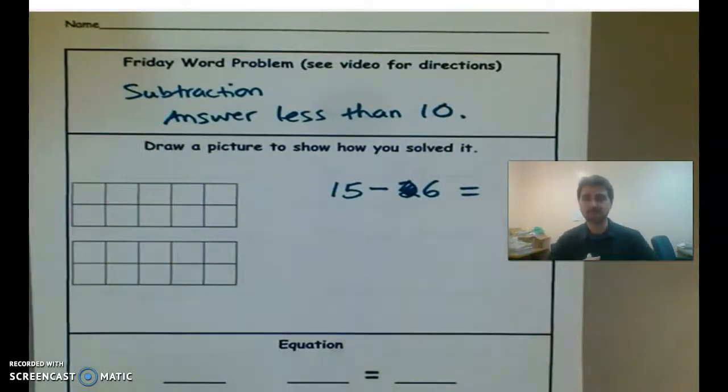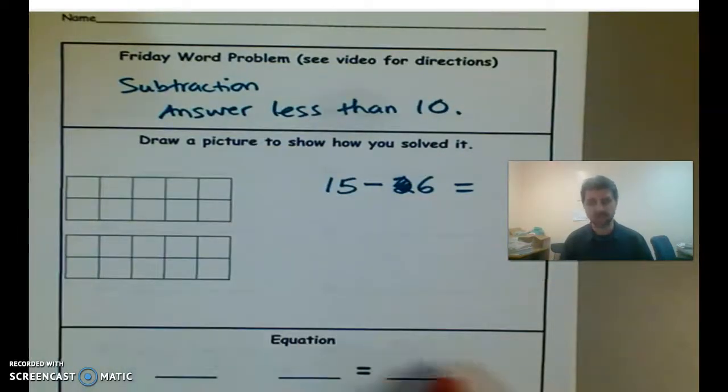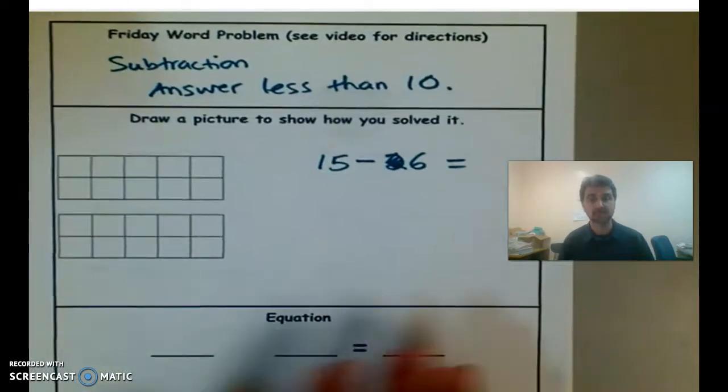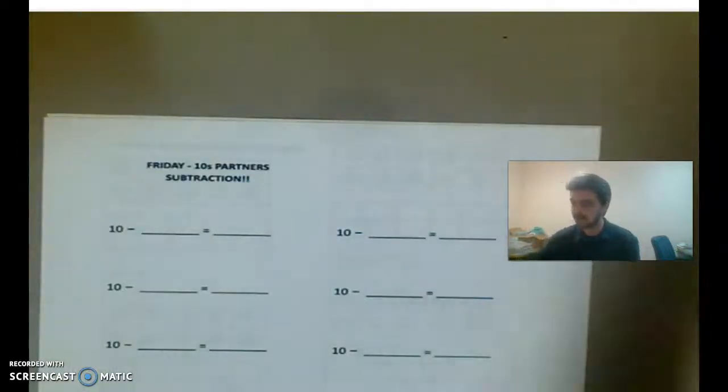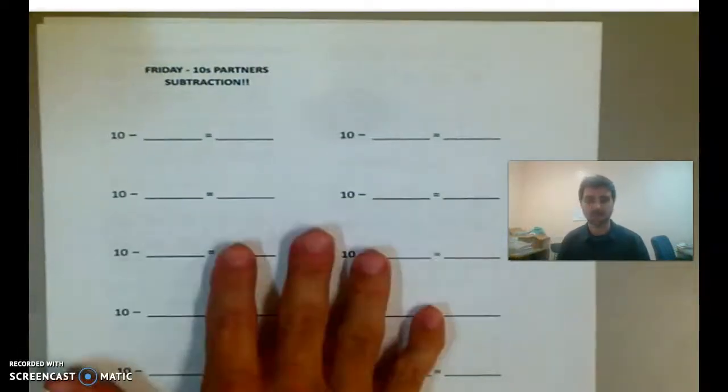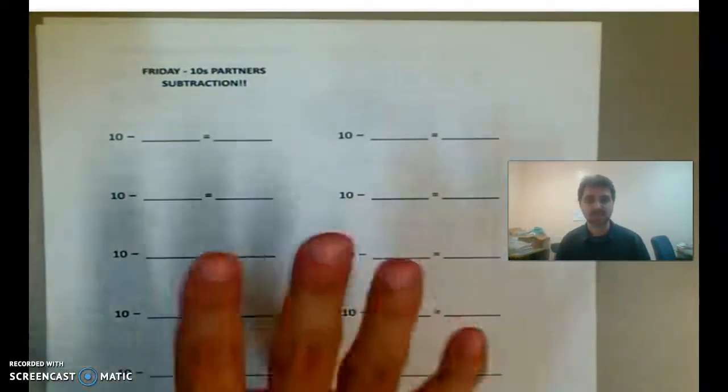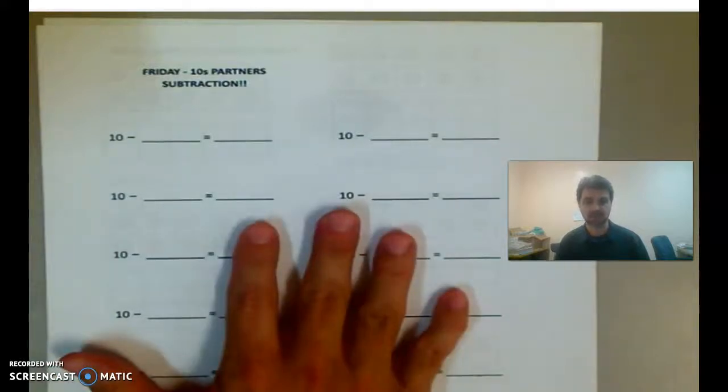All right, but make up your own word problem. It could be about cookies or monsters or dolls or houses or whatever it is that you want to write about. And then you solve it, and then you write your equation. Okay, maybe your teacher will share it with the class. All right, so a couple more things. Your last tens partners subtraction for the week.